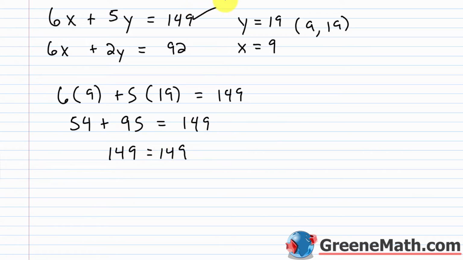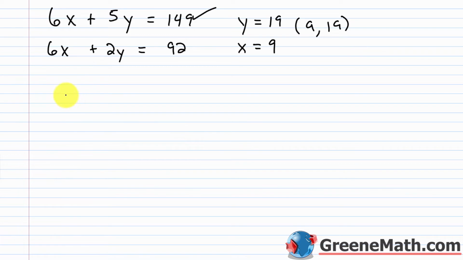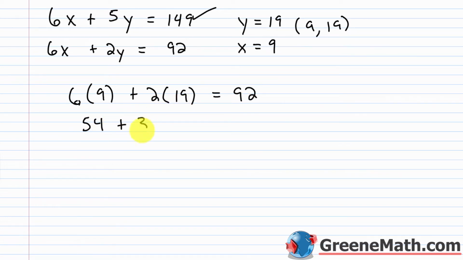Let's look at the second equation. All right, for the second one, we're going to, again, plug in a 9 for x, so we'd have 6 times 9, plus 2 times for y, we're plugging in a 19, and this should equal 92. 6 times 9, again, is 54, plus 2 times 19, that's 38. This should equal 92. And 54 plus 38 is 92, so you get 92 equals 92. So yeah, checks out here as well.